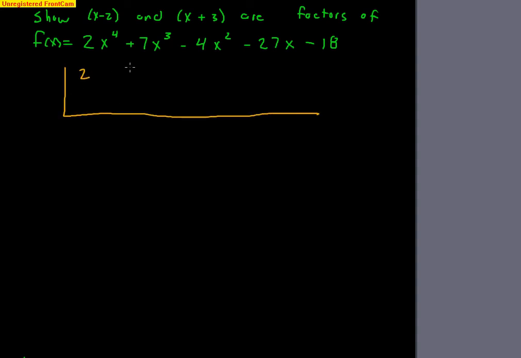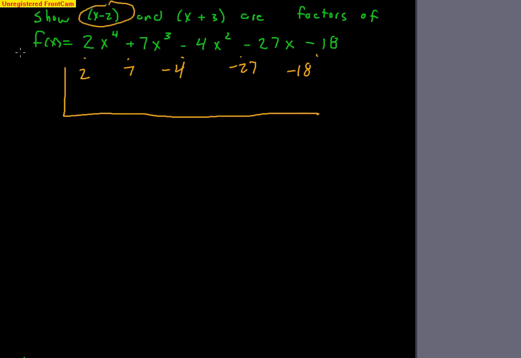Put in my leading coefficients: 2, 7, negative 4, negative 27, and negative 18. Make sure you don't forget any. Fourth degree, third degree, second degree, first degree, no degree. And let's see, it doesn't matter which one I start off with. Let's start off with the x minus 2.